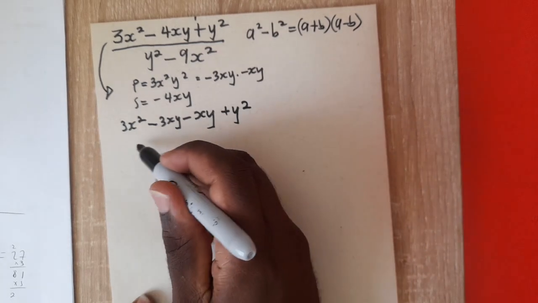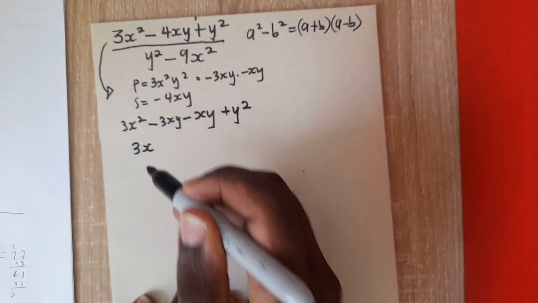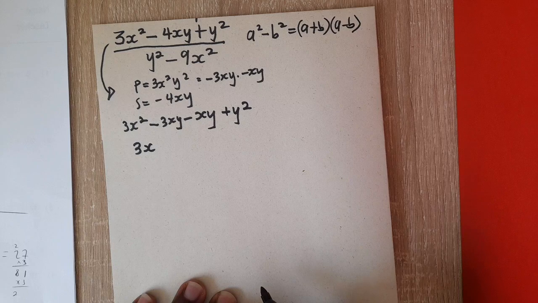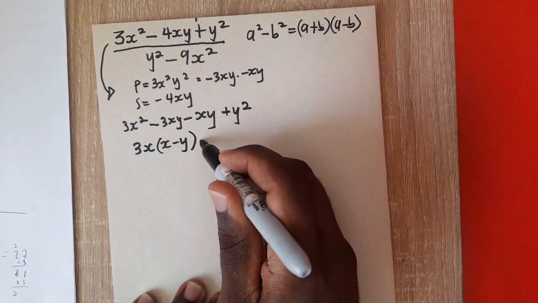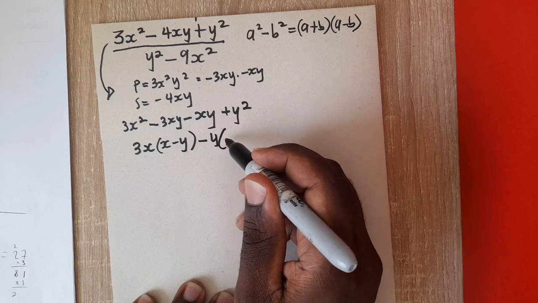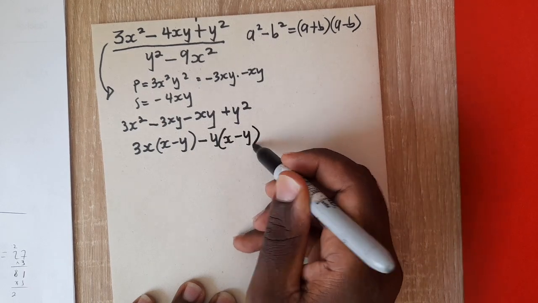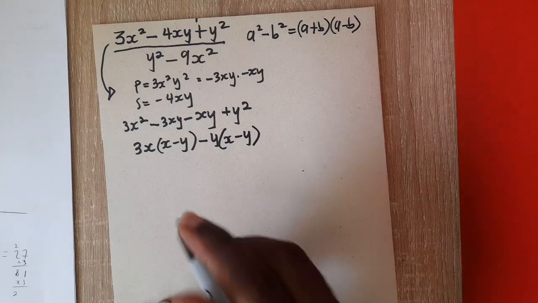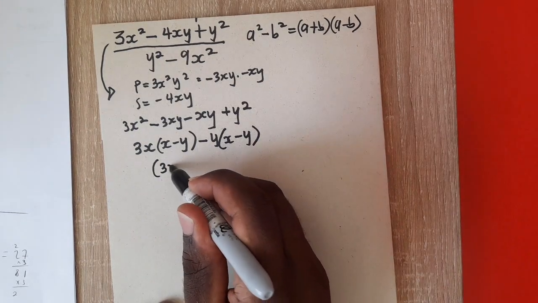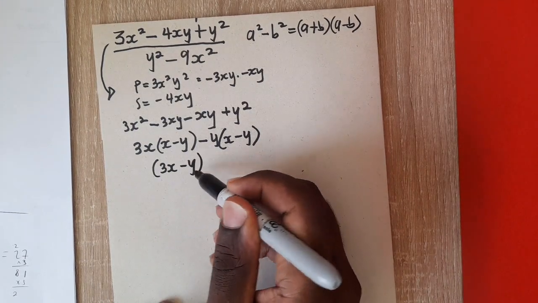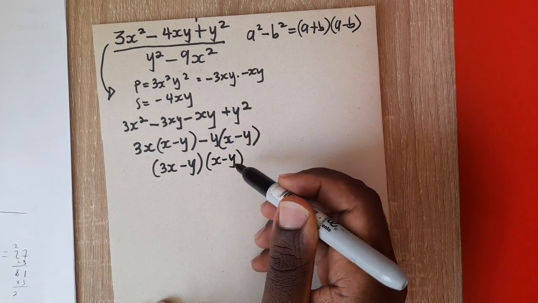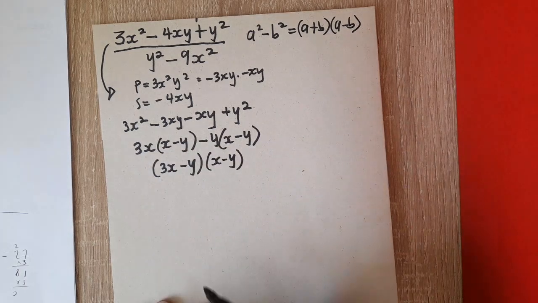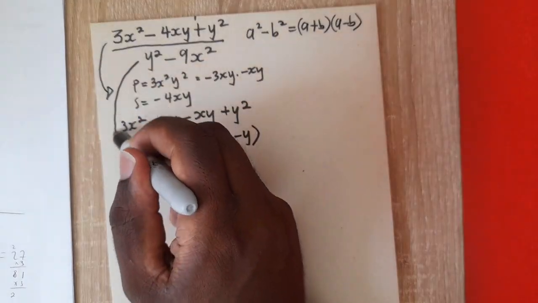And then from here, we can group them. So I'm going to factor out 3x from the first two terms, and I'm going to remain with x minus y, and then I'm going to factor out a negative y, and in the second parentheses I'll have x minus y. So that means the first parenthesis will be 3x minus y, and the second parenthesis will be x minus y. You basically just remove one of the two identical parentheses.